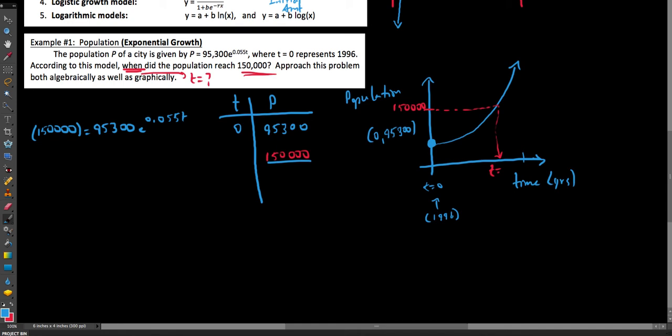Now we're just going to solve this like we would any exponential equation. I suppose the first thing I check for is, could I write this one-to-one, but I wouldn't be very good at writing both the left and right-hand side as having a base of e, since that's some transcendental number. So let's isolate the base of our exponent. We're going to divide both sides by 95,300.